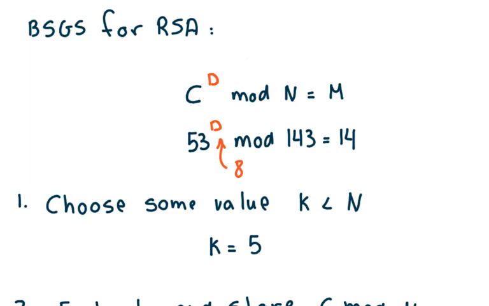But let's try it out just to be sure. 53 raised to the 8th power is 62,259,690,411,361. And then that whole monstrosity, mod 143, is equal to 14. So BSGS for RSA also works. So BSGS is really an algorithm that's a lot more efficient than a lot of the trial and error techniques that I've been talking about in my earlier videos. It's a meet-in-the-middle algorithm that requires a lot less iterations than a lot of the other techniques I've been discussing. Well, I hope this was helpful, and thank you for listening.